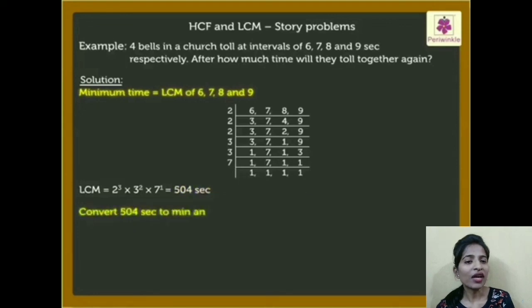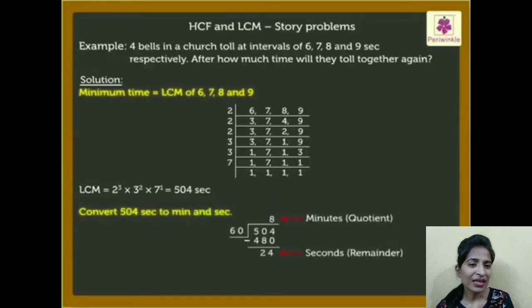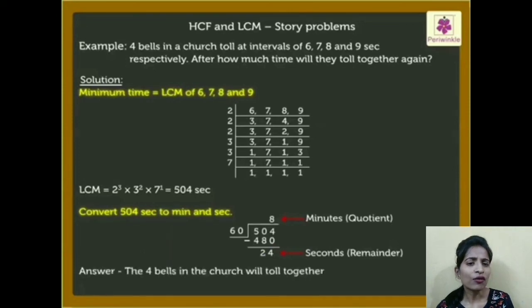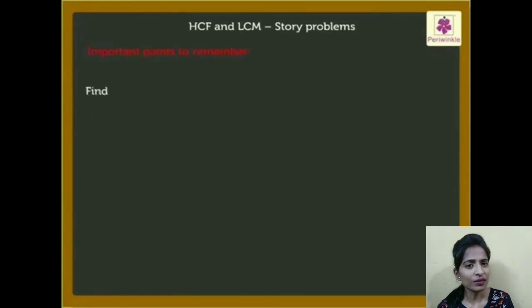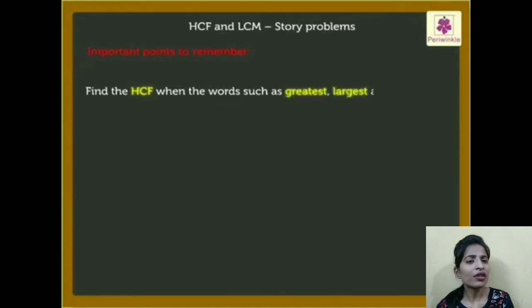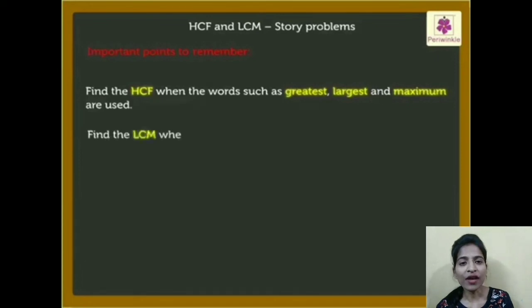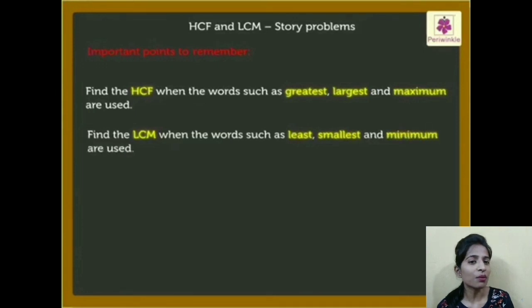We will convert 504 seconds to minutes and seconds. So we will divide it by 60. We will get 8 as quotient and 24 as remainder. So its final answer, the 4 bells in the church will toll together again after 504 seconds, that is 8 minutes 24 seconds. Now important points to remember. Find the HCF when words such as greatest, largest and maximum are used. And find the LCM when words such as least, smallest and minimum are used.